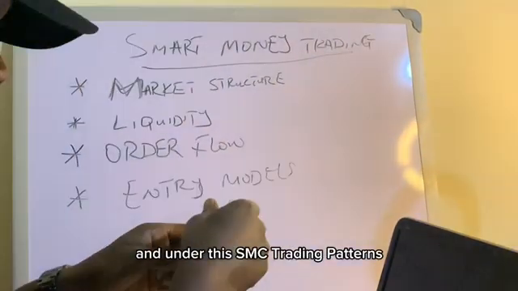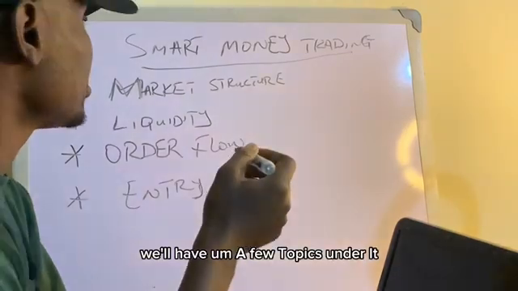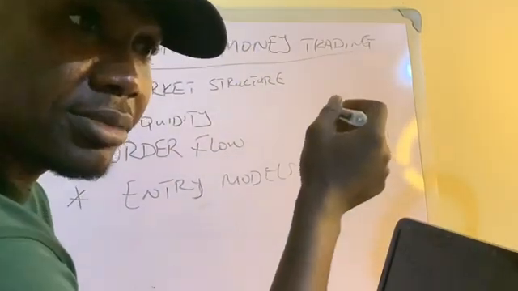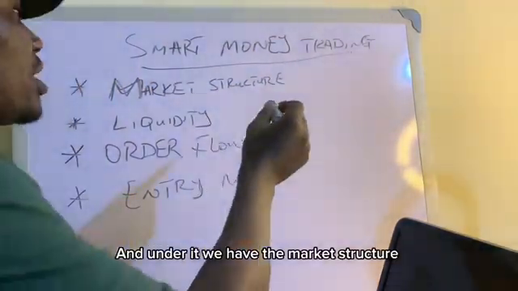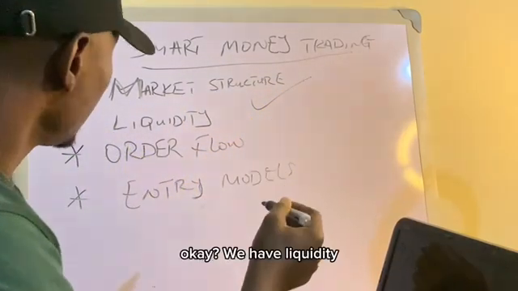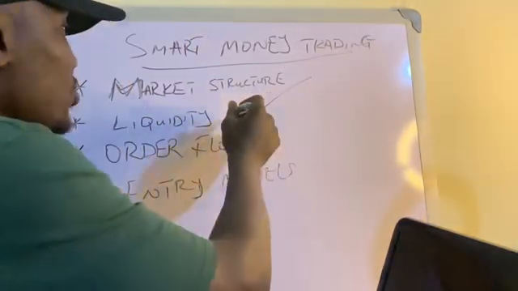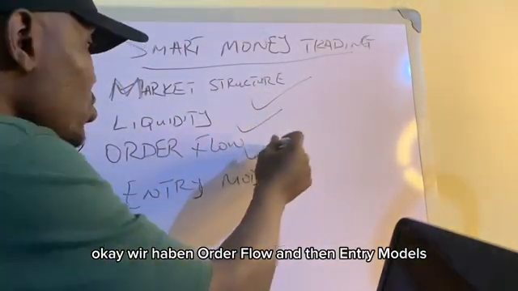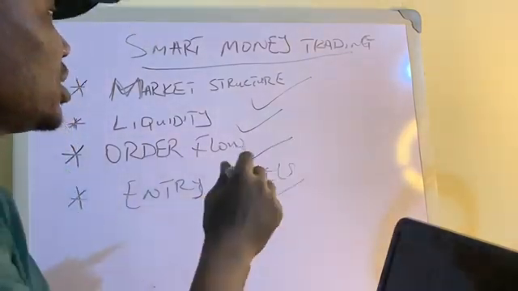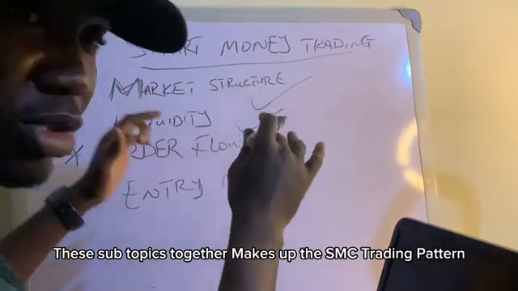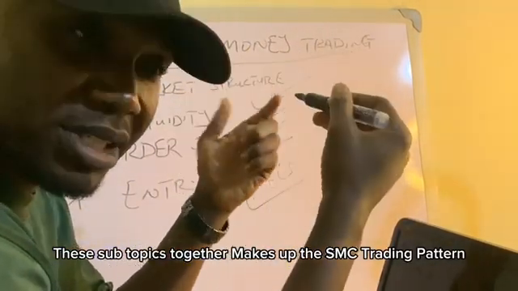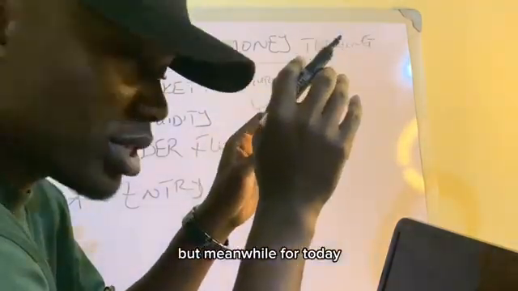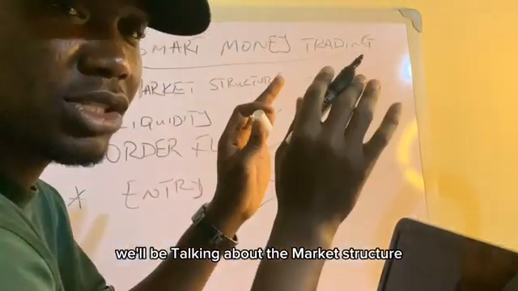Under this SMC trading pattern, we'll have a few topics. We'll have the market structure, liquidity, order flow, and then entry models. These subtopics together make up the SMC trading pattern. But for today, we'll be talking about the market structure.